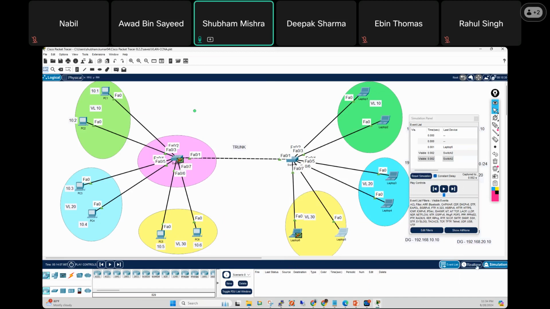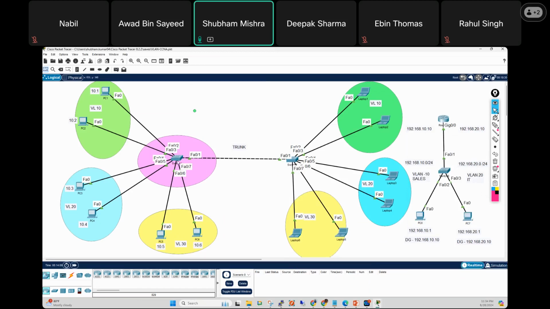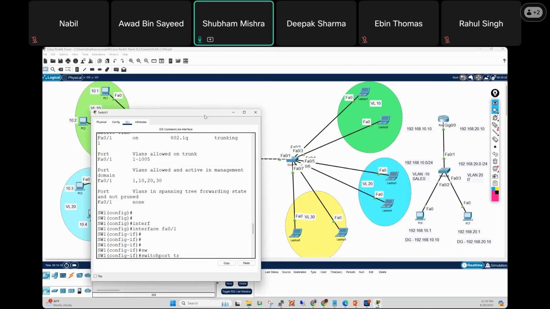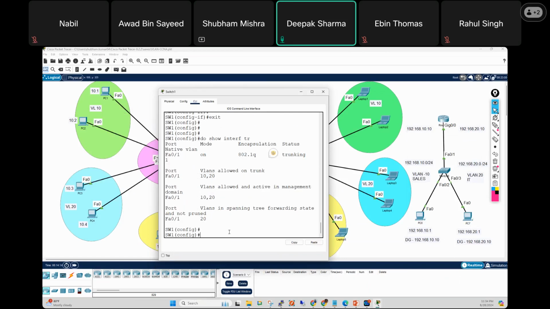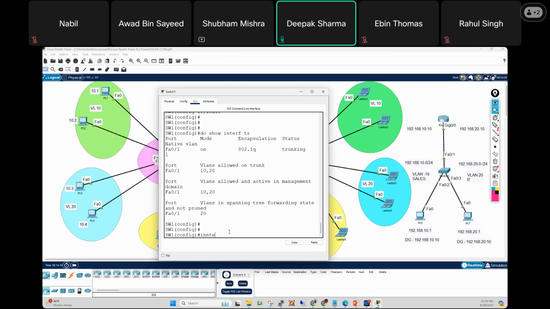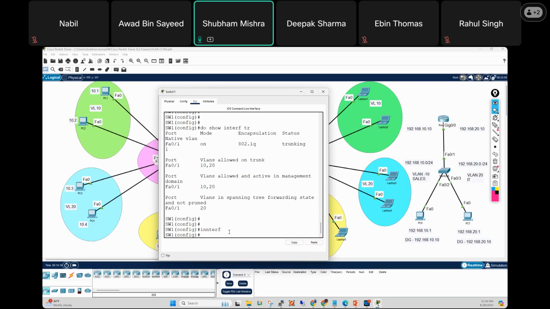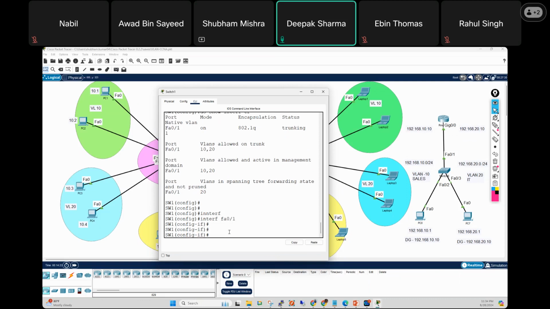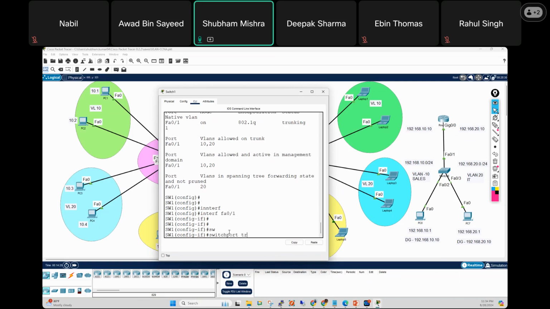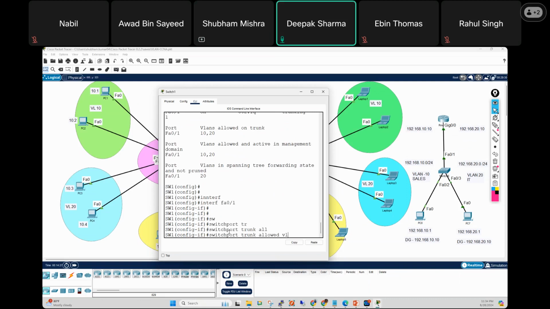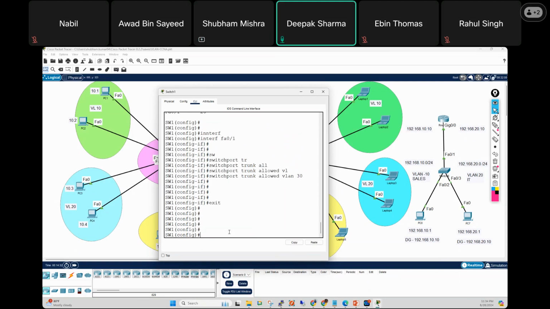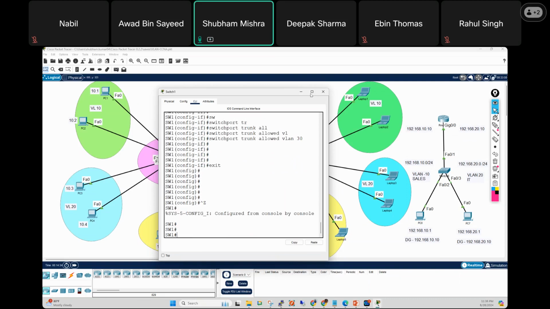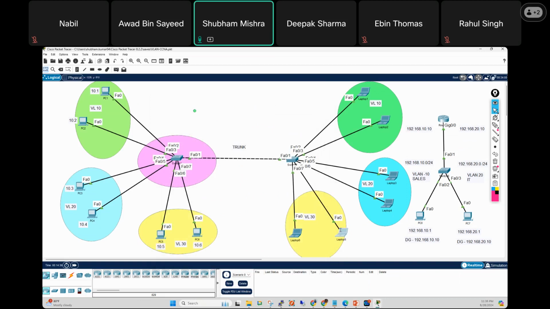I hope you guys understand. Clear? What is the solution? The solution is you have to allow VLAN number 30 also. Interface FastEthernet 0/1. What is the command? Switchport trunk allowed VLAN. I'm allowing VLAN number 30. What did I allow? VLAN number 30.